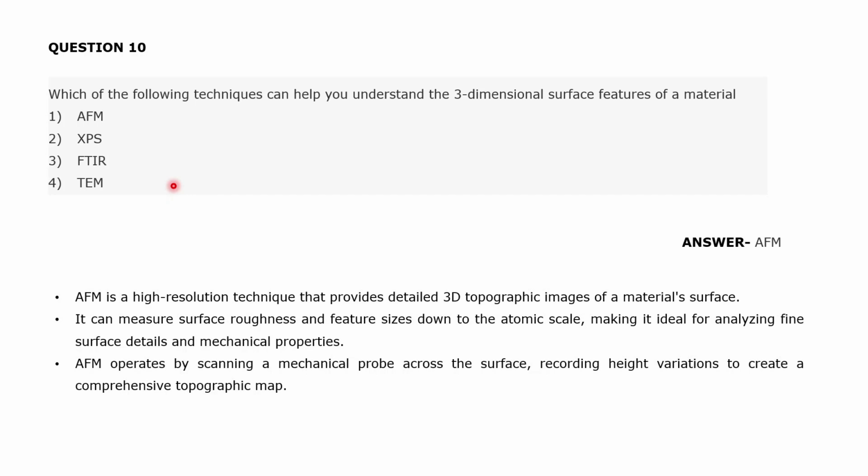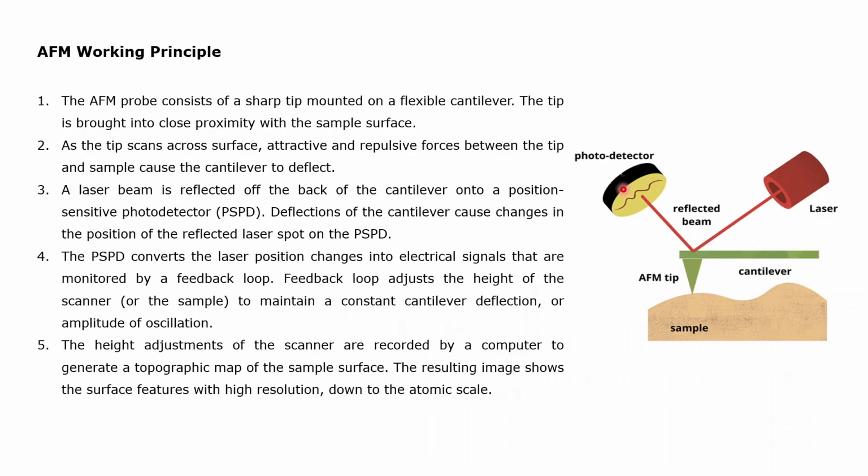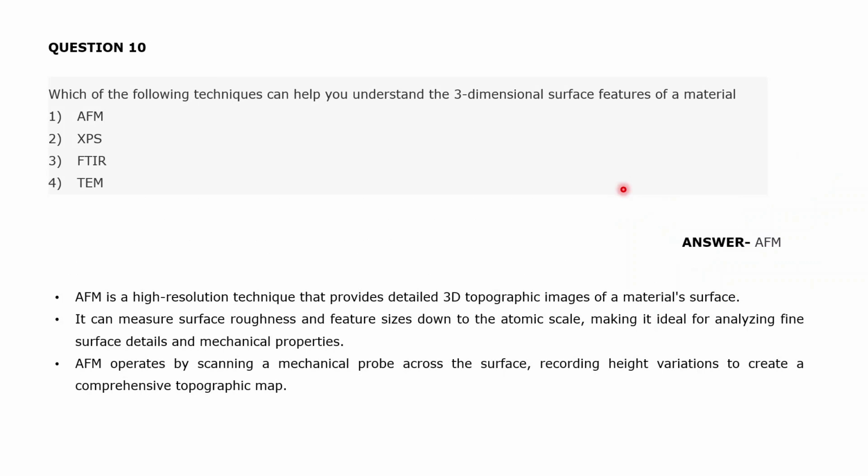Basically it is used to determine the three-dimensional topographic image of whatever specimen or material you are analyzing, right? So if you look into the working principle of AFM, why it is preferred rather than XPS or FTIR or TEM itself. I am not talking about AFM first; I will clear the other options out first, then I will move on to AFM, given its working principle, and why it is used in three-dimensional structural analysis.